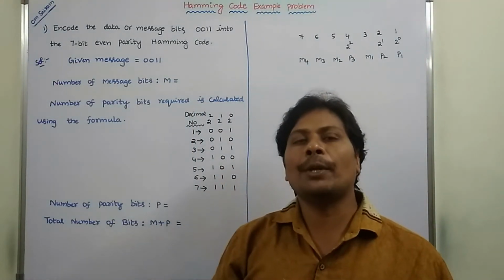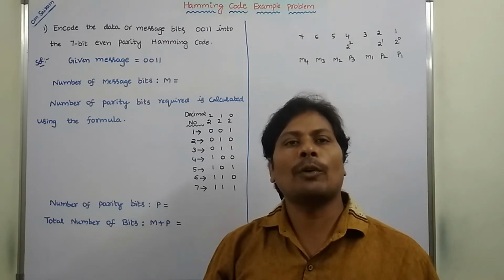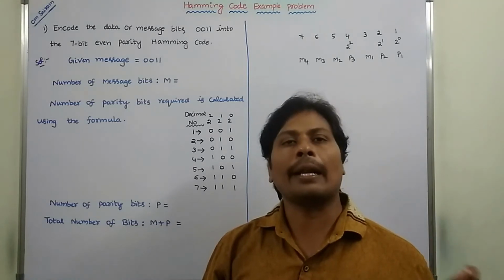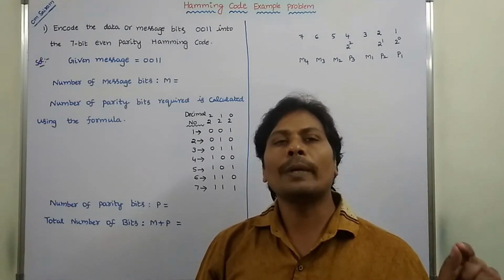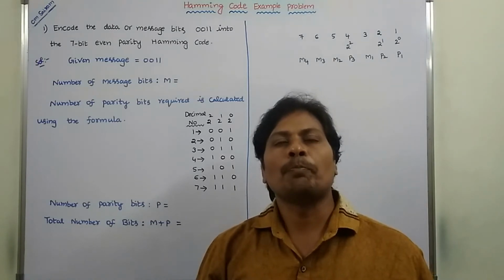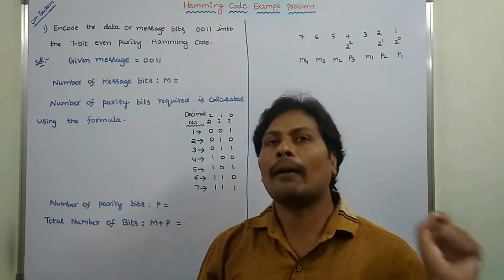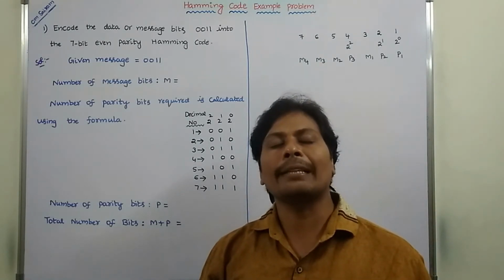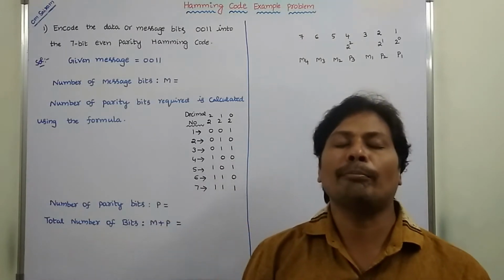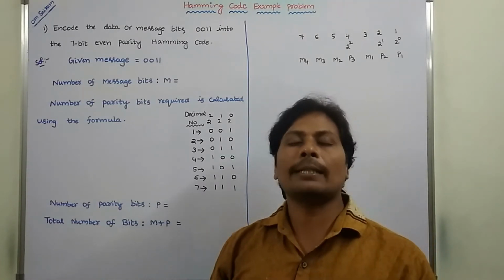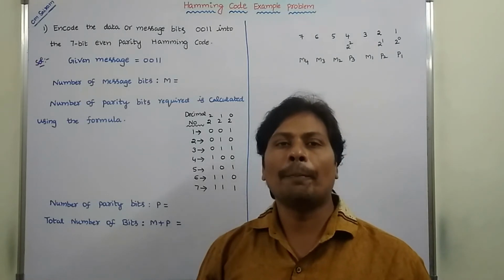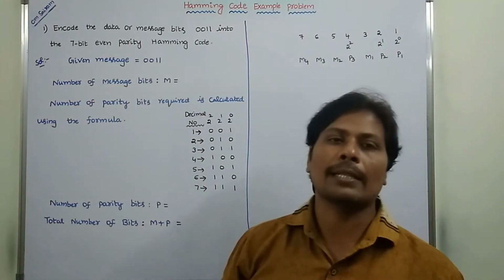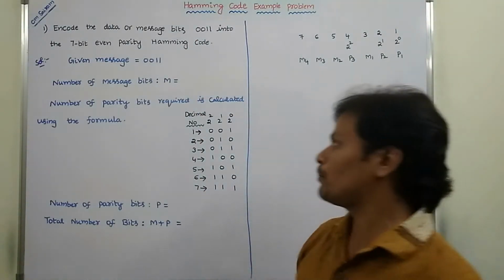In the previous video, we already discussed what is Hamming code, how to detect a single bit error in the Hamming code, how to calculate the parity bits, how many parity bits are required, and how to correct the error after detecting it in the given message by using Hamming code. These are the points we discussed in the previous video. Now we have to concentrate on this example problem in this video.